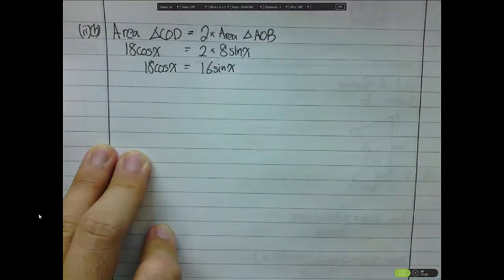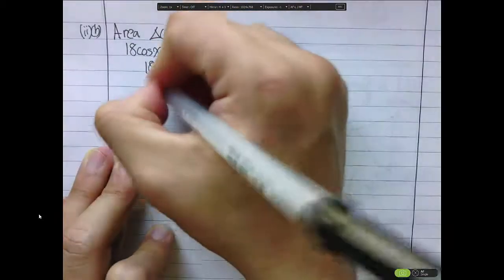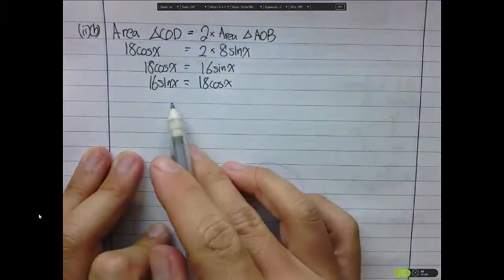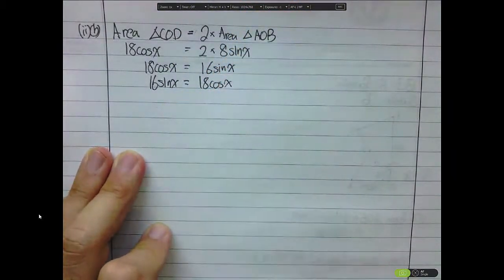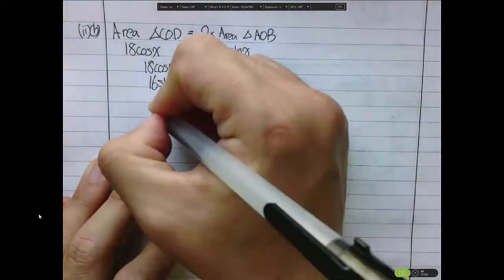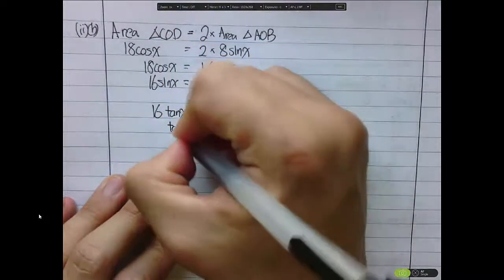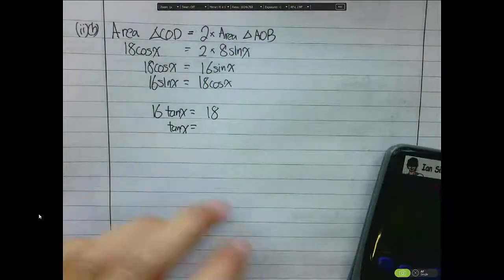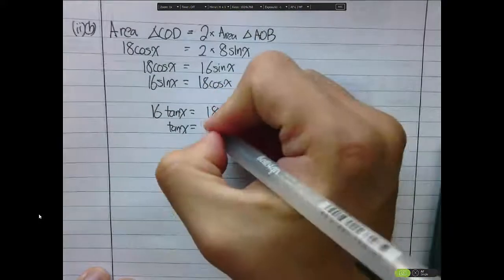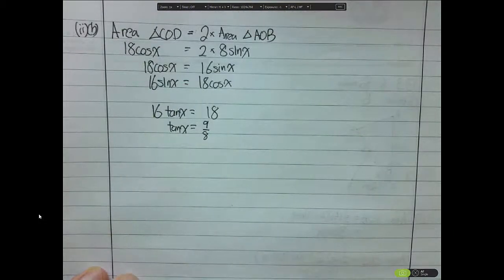Do we need to use our formula in this case? Remember from our earlier lessons in trigonometry, if you have sine x on one side and cosine x on the other side, this is the only case where we can divide both sides by cosine x to get 16 tangent x is equal to 18. Tangent x is equal to 18 over 16, which is 9 over 8. Remember, only when sine x is on one side and cosine x on the other is this the case.